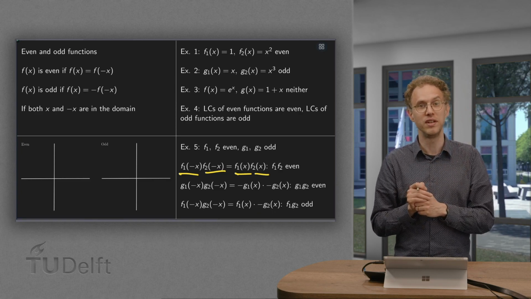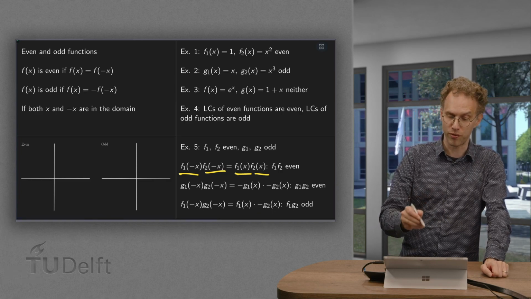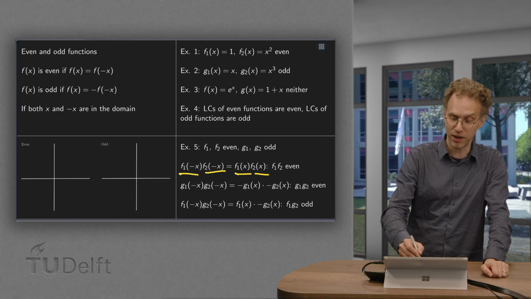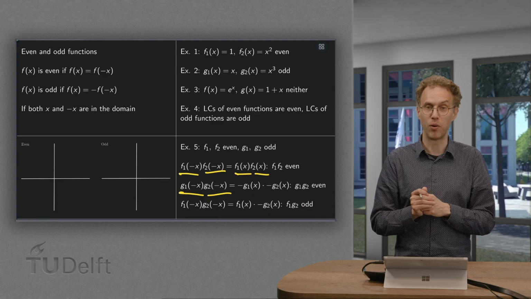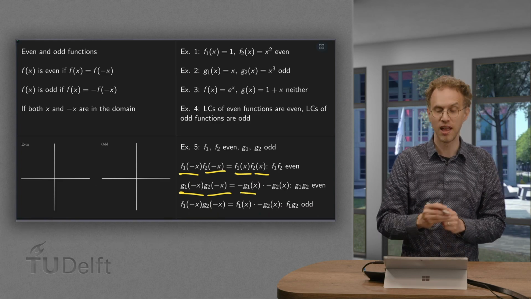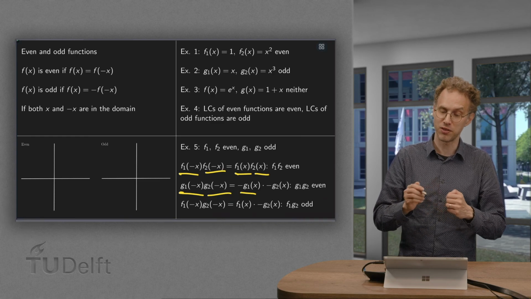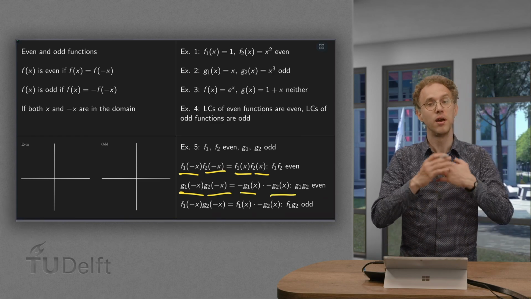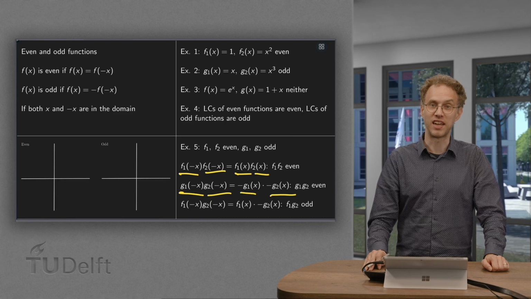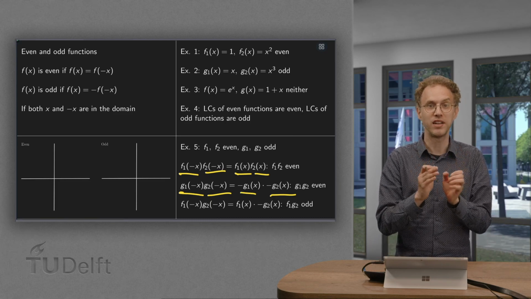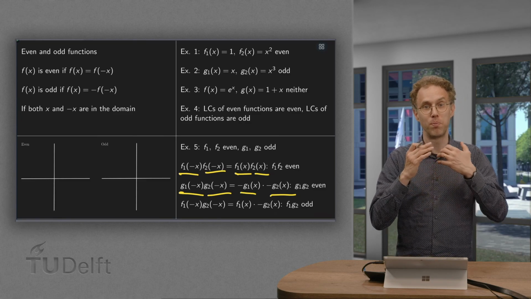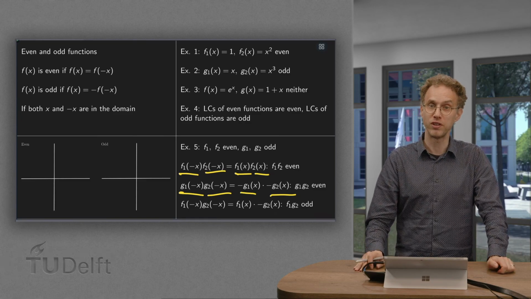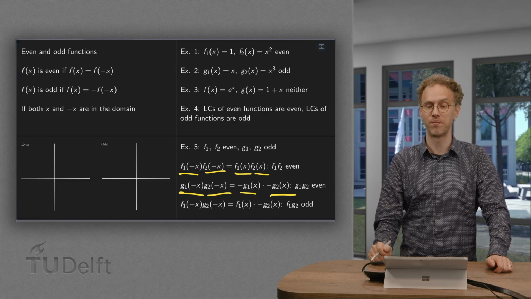What happens if we take the product of two odd functions? So we evaluate g1 times g2 at minus x. Both are odd, so g1 at minus x equals minus g1 at x. And g2 at minus x equals minus g2 of x. But those two minus signs cancel out. So we get at minus x and x at g1 times g2 is the same. So a product of two odd functions is again even.